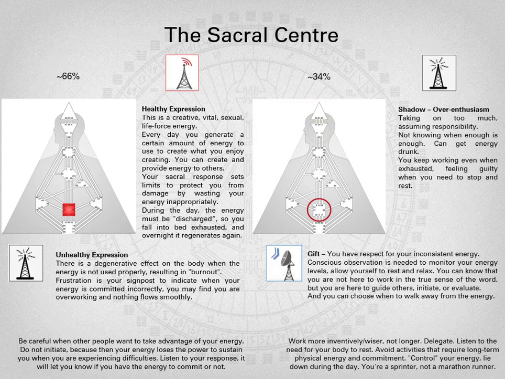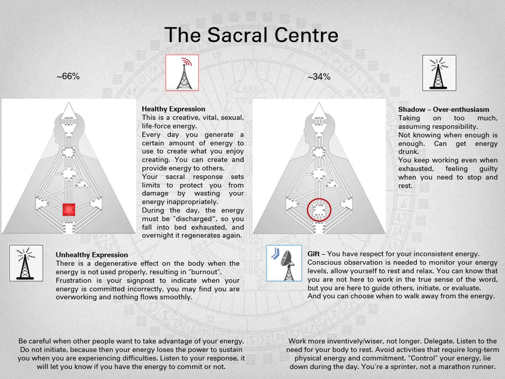The shadow of the open sacral is over-enthusiasm, taking on too much, assuming responsibility, and not knowing when enough is enough. You can get energy drunk, and you keep working even when you're exhausted, feeling guilty that you need to stop and rest. The gift is that you have respect for your inconsistent energy. Conscious observation is needed here to monitor your energy levels and allow yourself to rest and relax.